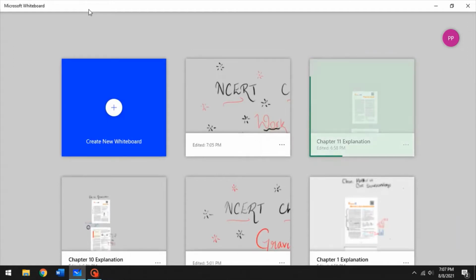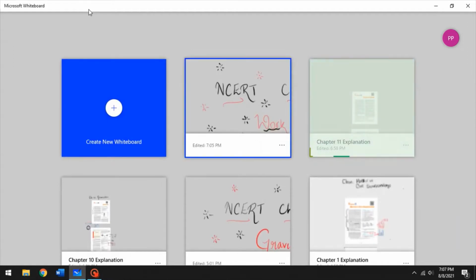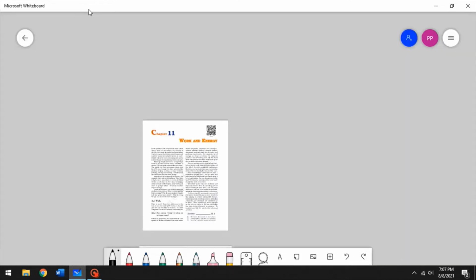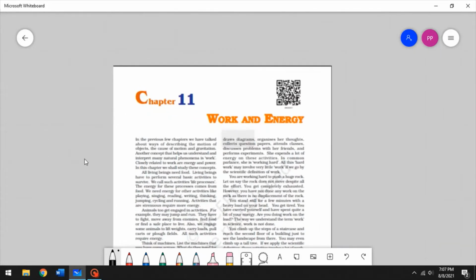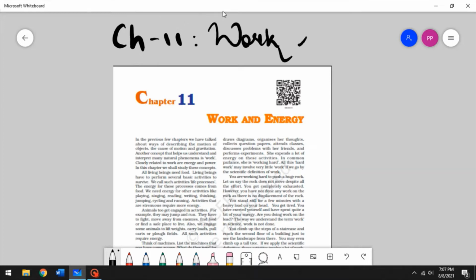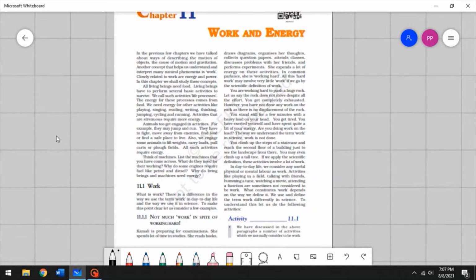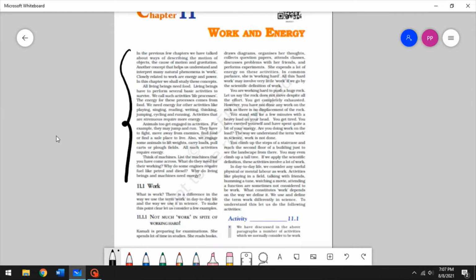So, chapter 11, we are talking about work and energy. As I said, this is a physics chapter, and this is a pretty important basic chapter. This will help you in your 10th, 11th, and 12th as well. So, work and energy. All this is introduction again, like always.